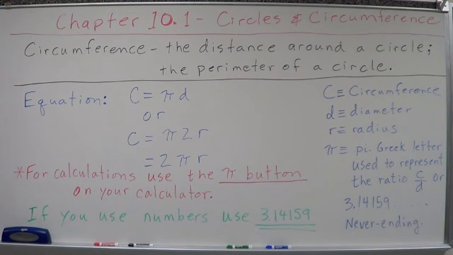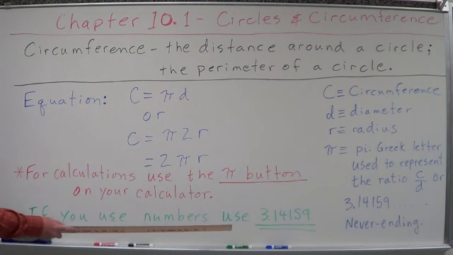Now, for your calculations in high school and beyond, it's best to use the pi button on your calculator. It's usually a second or third function button. You need to locate that. It will put the symbol pi there, and it will use a very long decimal number for that and get you a very accurate calculation.